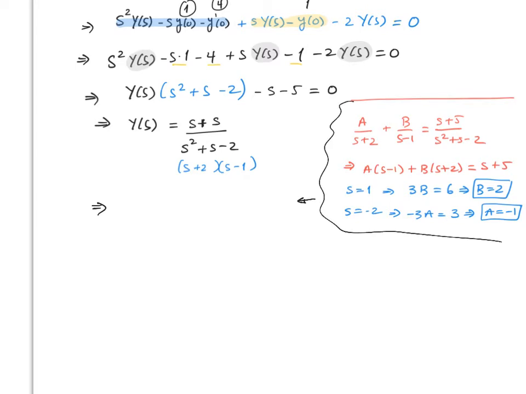y of s is equal to minus 1 over s plus 2 plus 2 over s minus 1. Then we apply the inverse Laplace transform to get the answer.